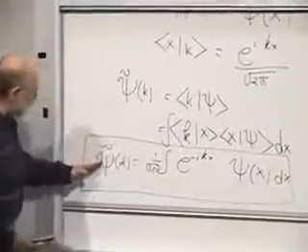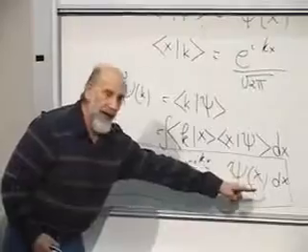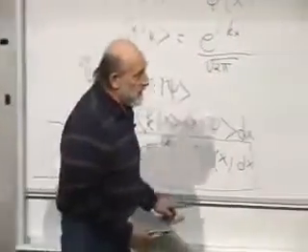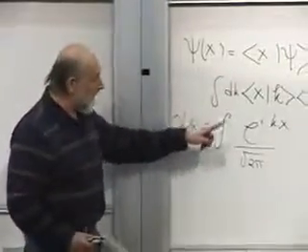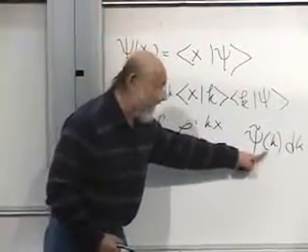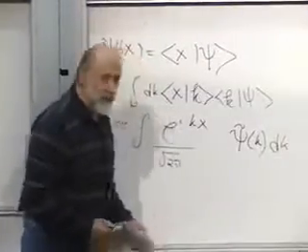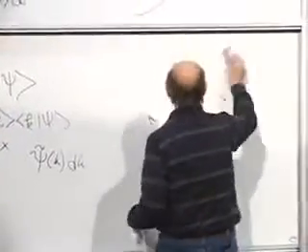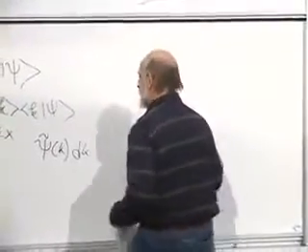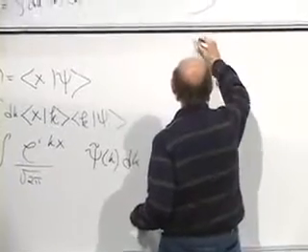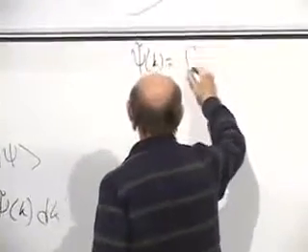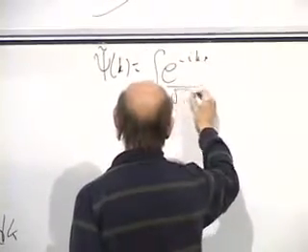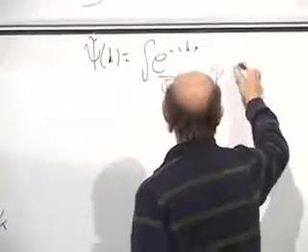On the one hand, psi twiddle of k is gotten by integrating over x of psi of x with e to the minus i kx. On the other hand, psi of x is gotten by integrating over k of psi twiddle of k. Let's put the two formulas down next to each other and compare them. Psi twiddle of k is equal to the integral of e to the minus i kx over square root of 2 pi times psi of x.